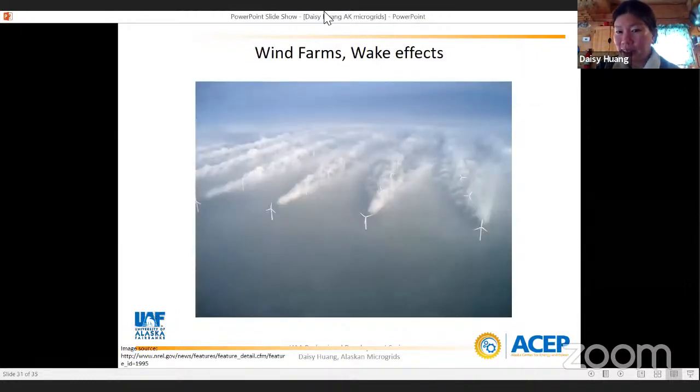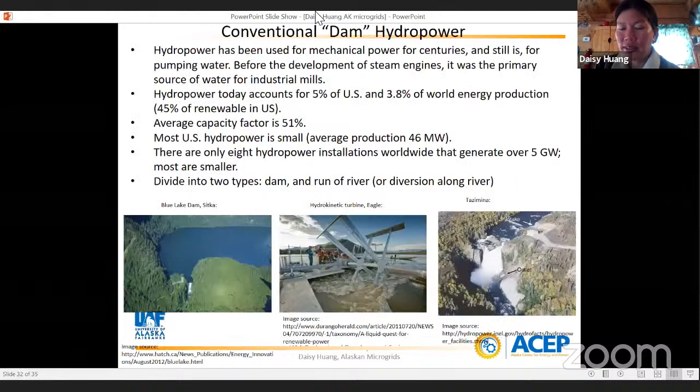There's also wake effects. So again, knowing the direction of your predominant wind. Turbine manufacturers will actually give you a recommended spacing in a farm, but they're usually optimistic. For some reason, they encourage you to buy more turbines. They tell you you can put more turbines in that space, but you lose a lot of efficiency in the back, as you can see. That's a model. It's not a real picture.